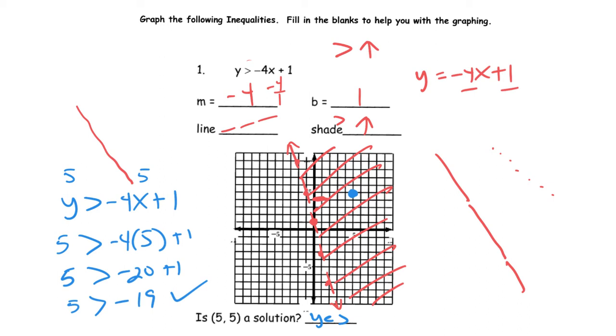You don't have to go through all that work. If you graph it correctly, you can just look. If it's shaded, it's included. And all the ordered pairs on the other side that are not shaded are not included. If we go back and look at the one before it, if we picked any point on the line, like the y-intercept of (0, 1), that would not be a solution because it's not included, it's not on the line.